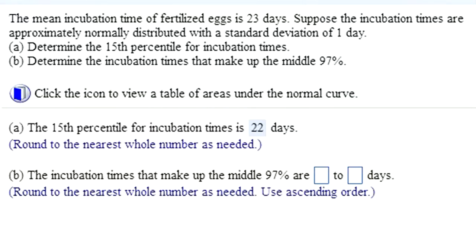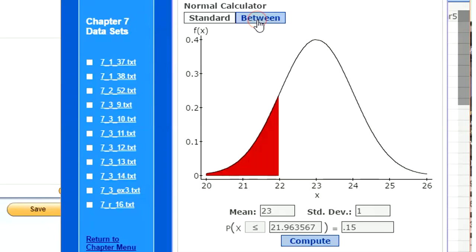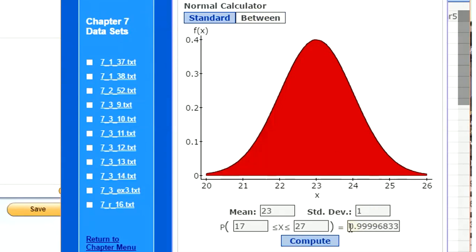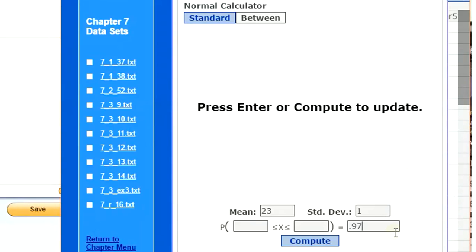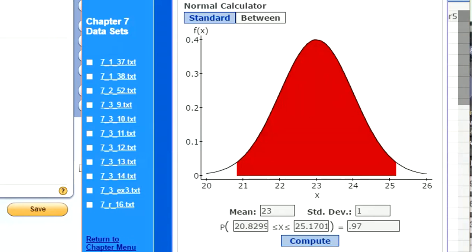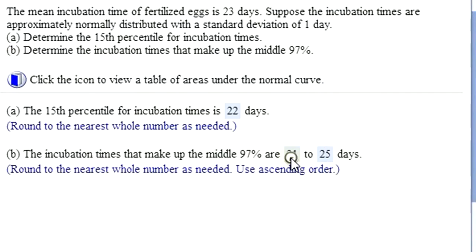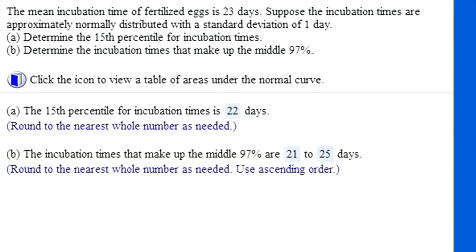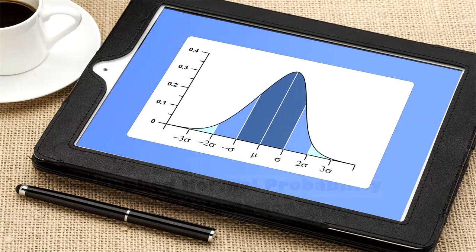The middle 97% can be found using the between calculator. The between calculator, if you type in a probability, will always find symmetric cutoffs, symmetric about the mean. So you can see what we have. Rounded to the nearest whole numbers, it's 21 days to 25 days. Okay, so that's how you can, given a percentage or probability, type that in here, hit compute, and it'll calculate the cutoffs for you, either between or standard.